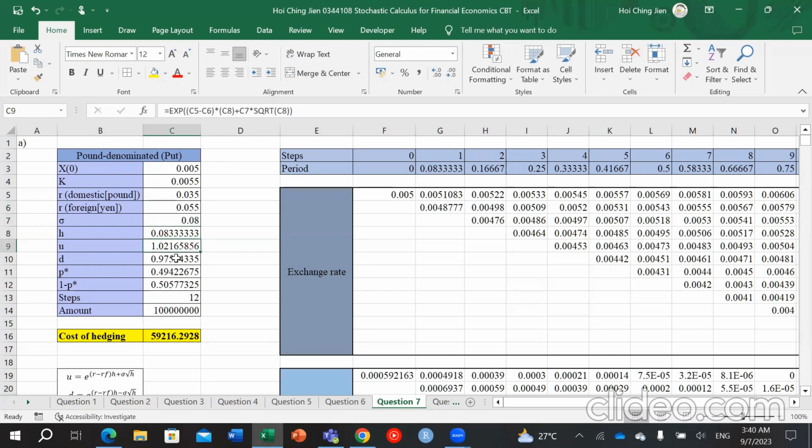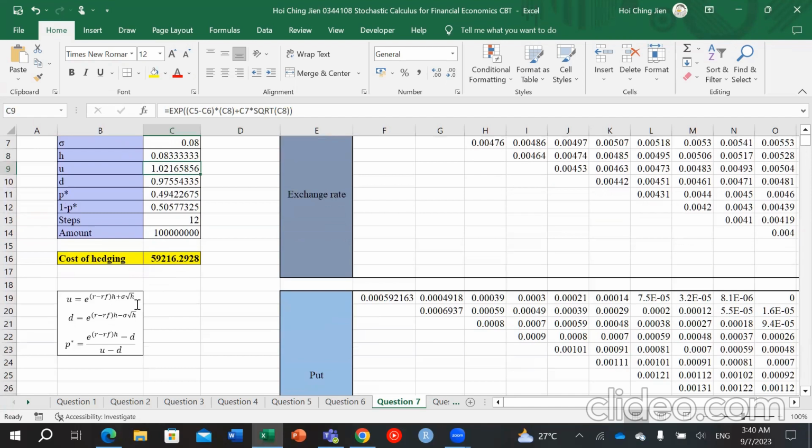The U value uses the formula exponential power of (R minus RF) times H plus sigma square root of H, where RF is the foreign risk-free rate. And D is exponential power of (R minus RF) times H minus sigma square root of H. The P value is the risk-neutral probability, which is exponential power of (R minus RF) times H minus D, over U minus D. So we have 12 steps, and the amount is 100 million.